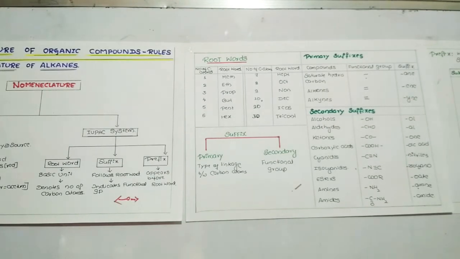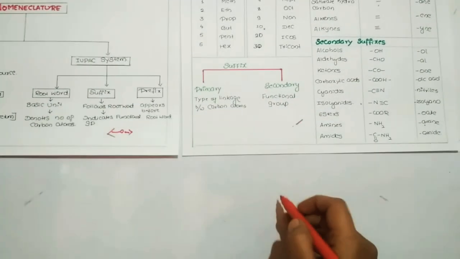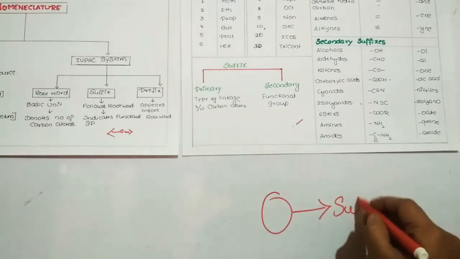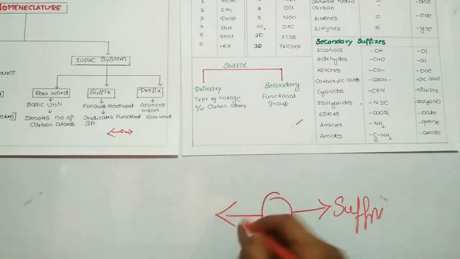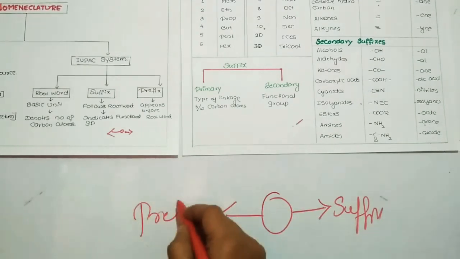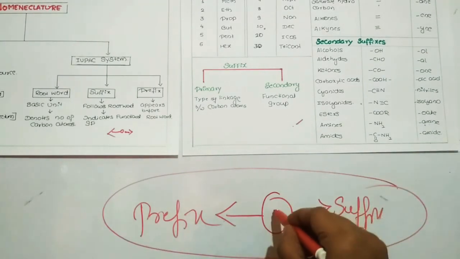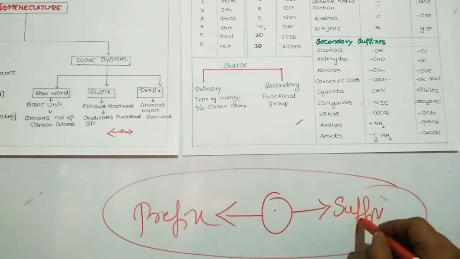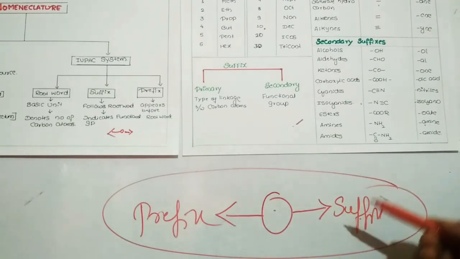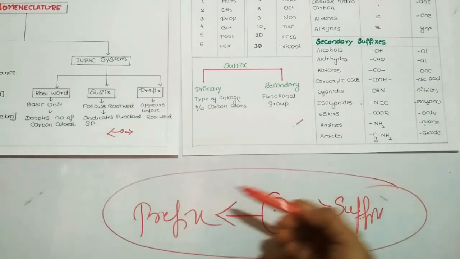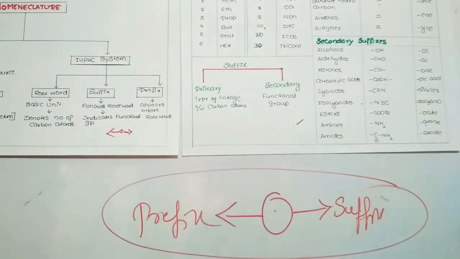In the second part, we will discuss the rules by taking an example of each compound. So it is understood that the root word will be there, after the root word you will use the suffix, and before the root word you will put the prefix. This is a simple method that you have to remember. The root word gives the number of carbon atoms. The suffix gives the functional group, or whether it is a single bond, double bond, or triple bond, and the prefix gives the substituents with their names.